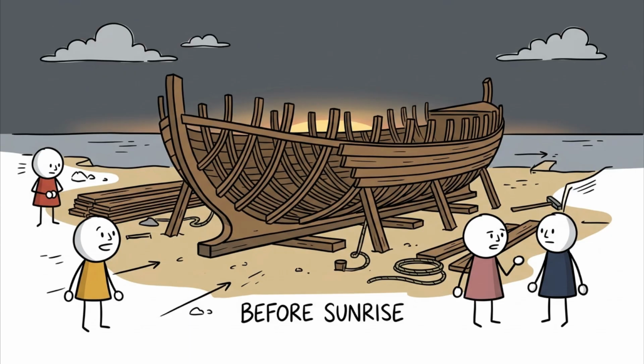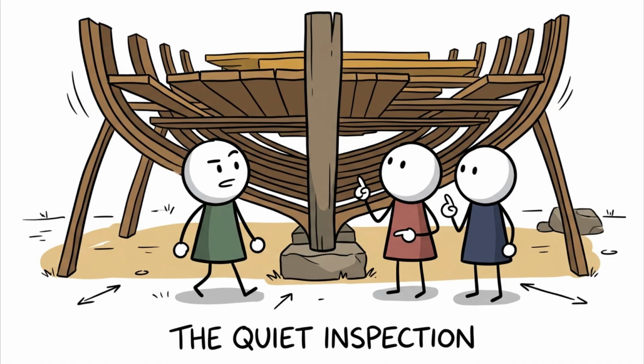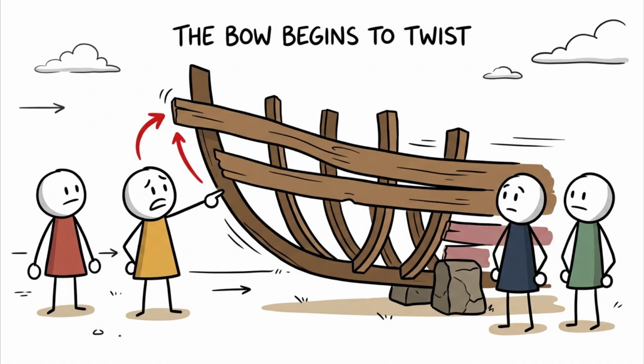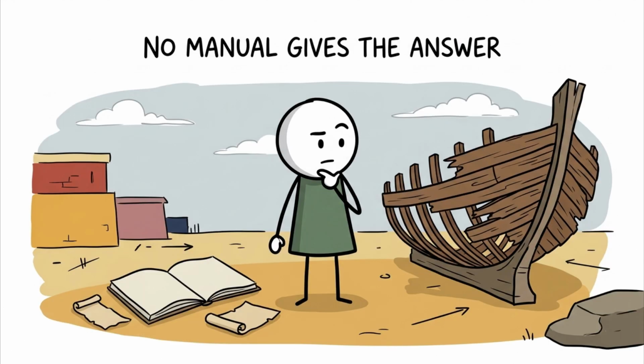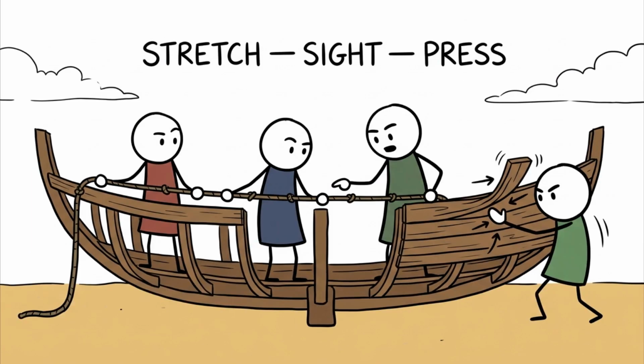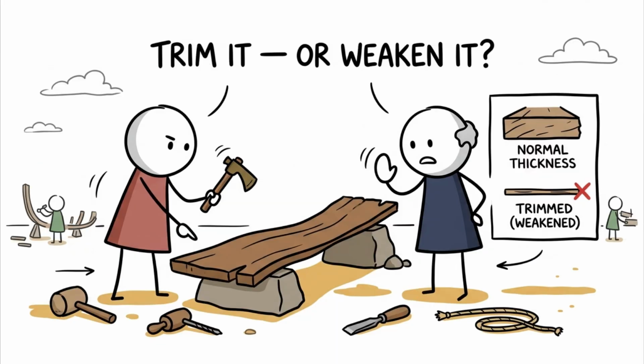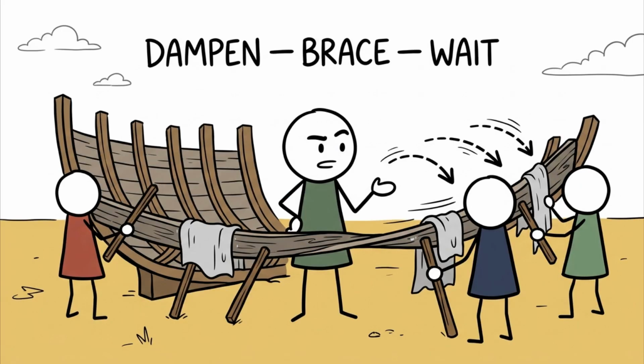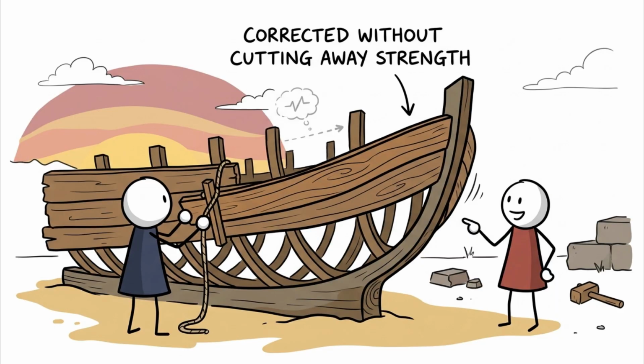Now picture a shipyard before sunrise, while the hull is still incomplete. The master walks beneath the planking with two senior builders. One section near the bow has begun to twist outward. No surviving manual tells them exactly what correction to make. They stretch a line, sight along the edge, and press the timber inward. One proposes trimming the plank. Another warns that too much wood will weaken it. The master orders the timber dampened and held overnight under controlled pressure. By morning, the curve has shifted without sacrificing the plank's strongest fibers.